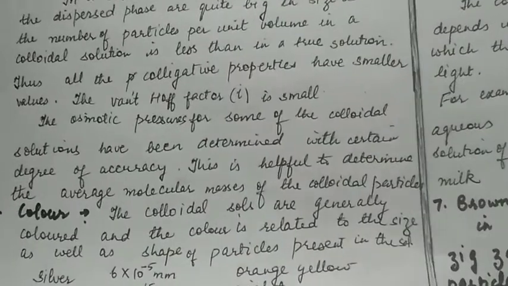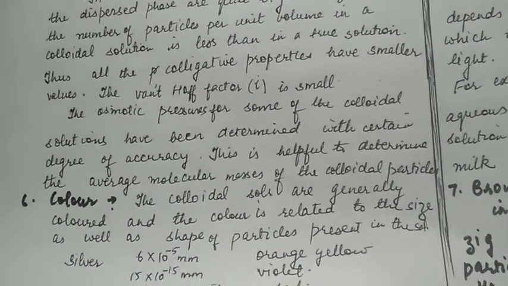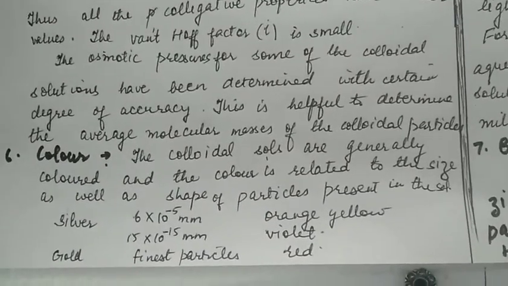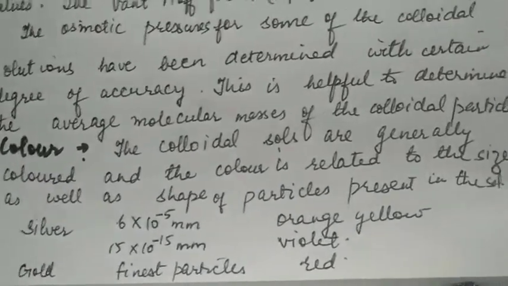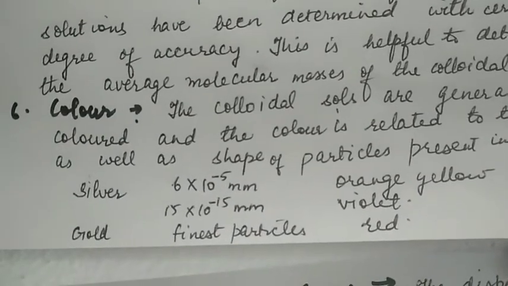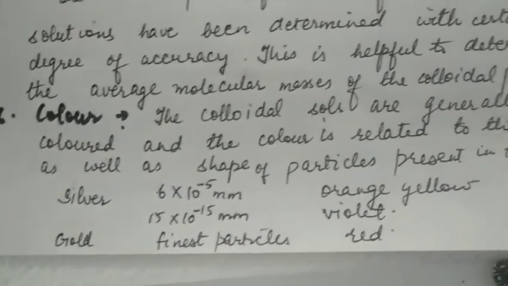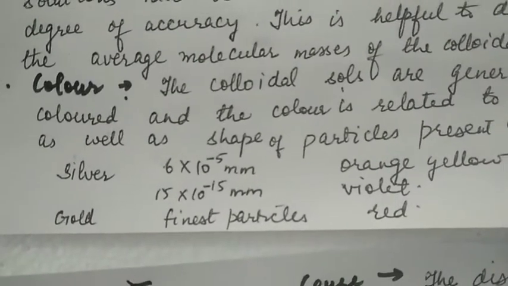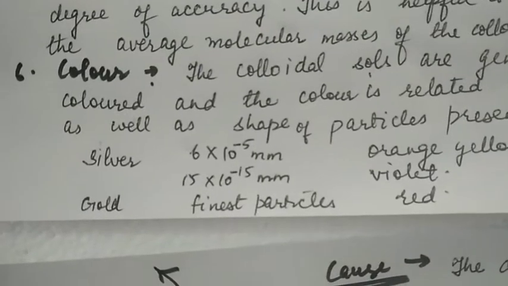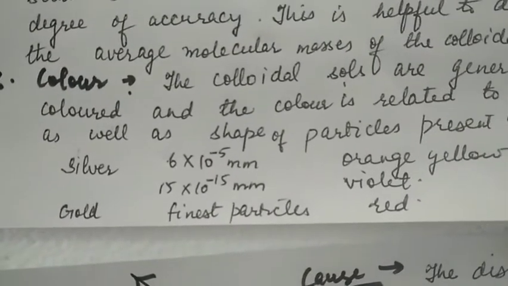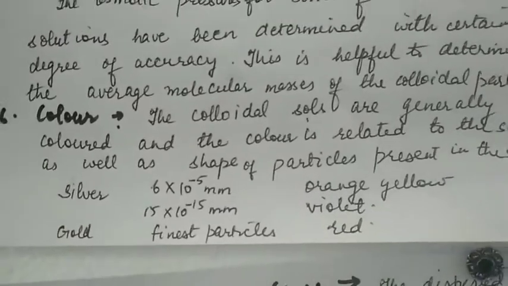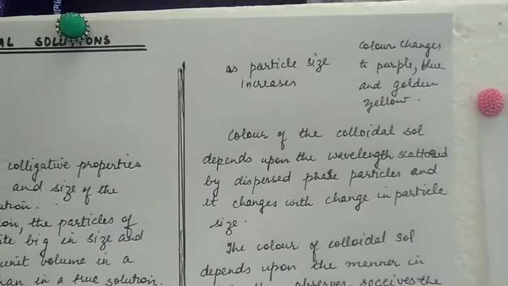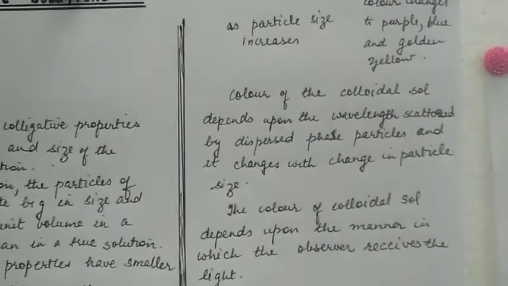Color: the colloidal sols are generally colored, and color is related to the size as well as shape of particles present in the sol. For example, a silver sol with particle size of 6 × 10^-5 millimeter is orange yellow in color, but of size 15 × 10^-5 millimeter is violet in color. Similarly, the finest particles of gold are red in color. As the particle size increases, the color changes to purple, blue, and golden yellow.